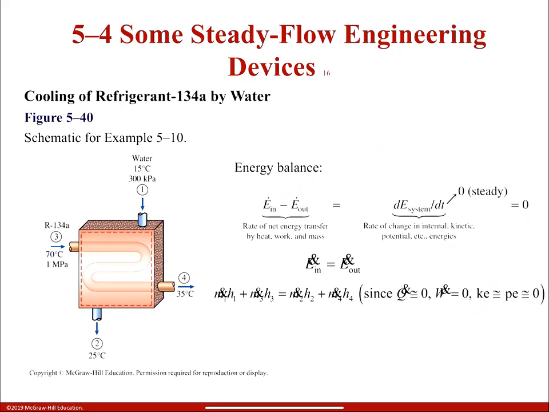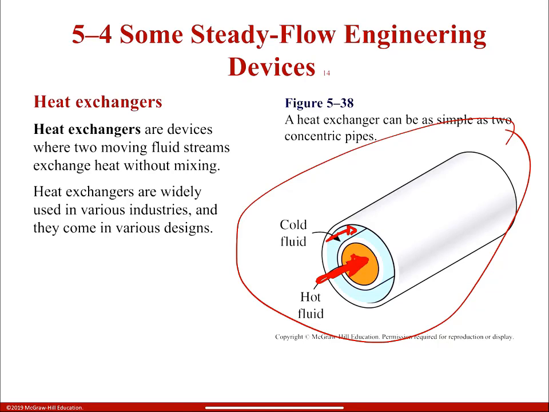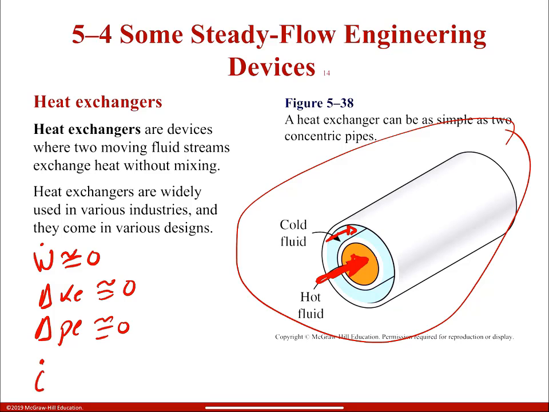So what happens with the heat exchangers? What do we know about them? They don't produce work, so W is equal to 0. Delta KE is close to 0 too. Delta PE is close to 0 as well. What else? They're usually adiabatic, but that will depend. Q is close to 0 when the system is taken as the entire heat exchanger.